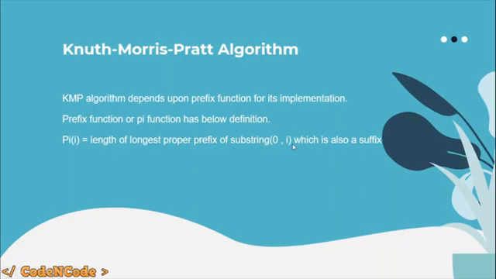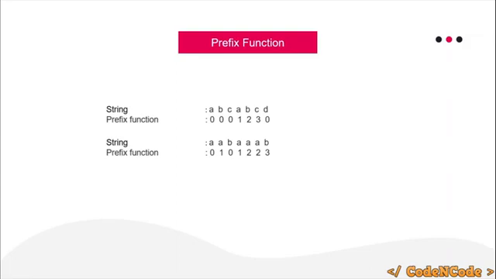A proper prefix of a substring is a prefix which is not equal to the substring itself. So if I'm talking about the substring ABC, then the prefix or suffix ABC is not considered a proper prefix or suffix because it is equal to the substring itself. So we will only consider proper prefixes and suffixes for calculation of the prefix function. As I already told you, the KMP algorithm completely depends upon the prefix function for its implementation. The definition we have already seen.